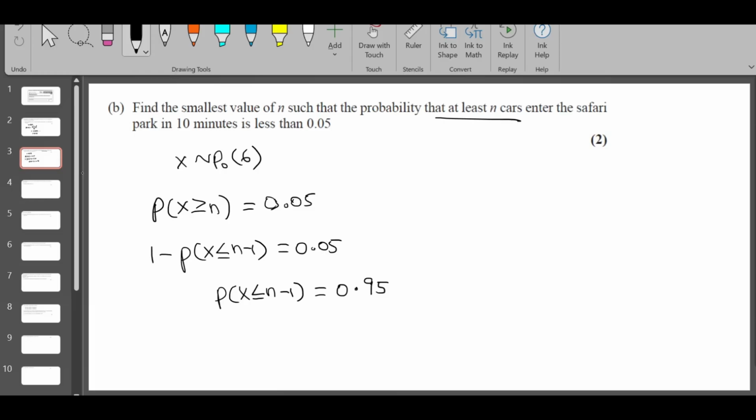But the question says find the smallest value of n such that, okay, no problem, let's get this value now. So we need to look at the table value for lambda is equal to 6 and take all the values of x that satisfy this condition, 0.95 or more, and then we will take the smallest value of n.